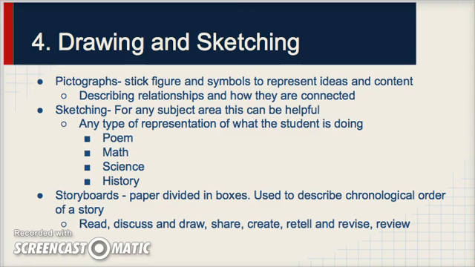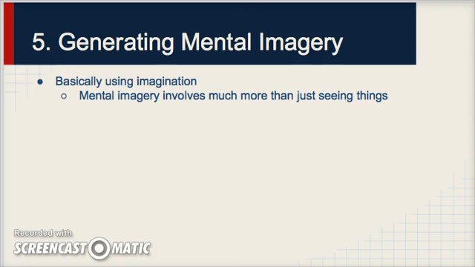of them. And then the next type of drawing and sketching is storyboarding, which I think is really fun for students to see because that's how movies are made. So it's just dividing paper into boxes and describing chronological order. And so this could be in the order of reading together in a story, discussing and drawing what they think and how the story went, sharing, creating their own, and being able to retell and revise through that storyboard and then review with that too. So this is a really good way just to be able to check for comprehension.